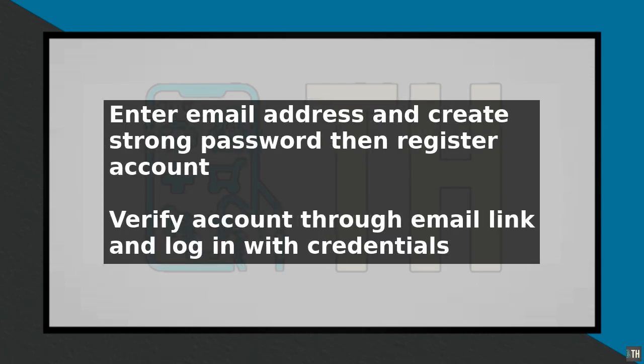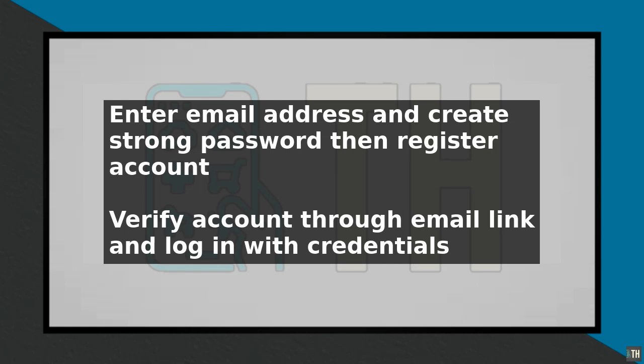After verifying your account, log in to the app using your email address and password. The first step after logging in is to set up two-factor authentication to add an extra layer of security to your account. To do this, go to the account settings and click on Security. Then click on Two-Factor Authentication and follow the instructions to set it up.